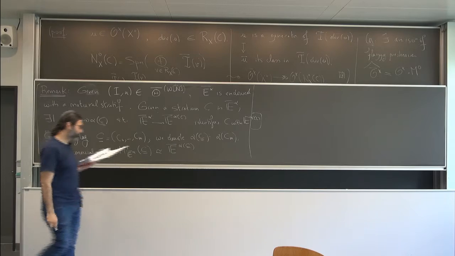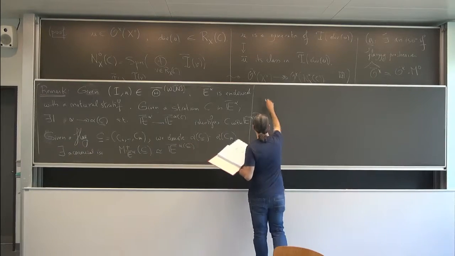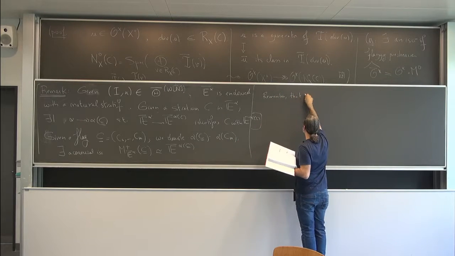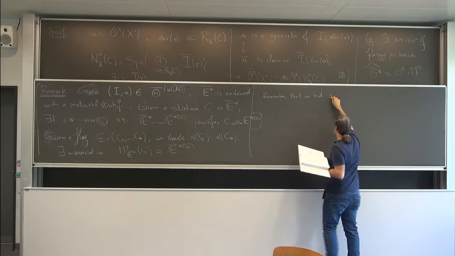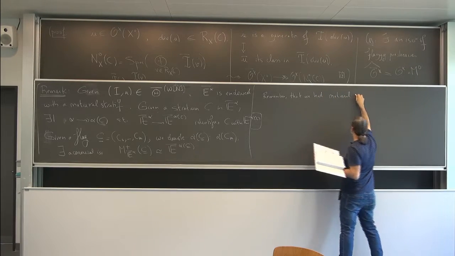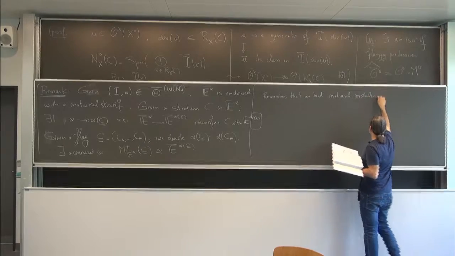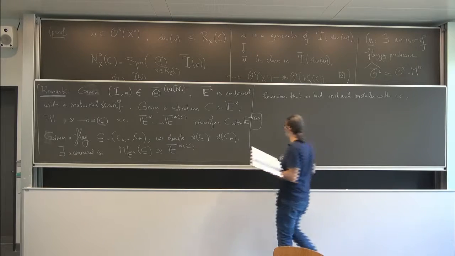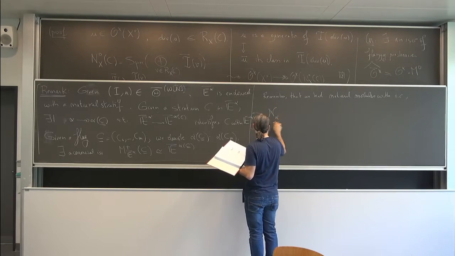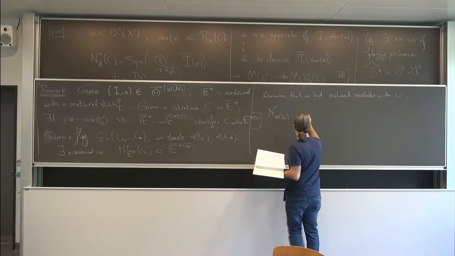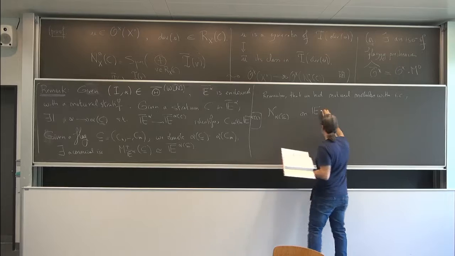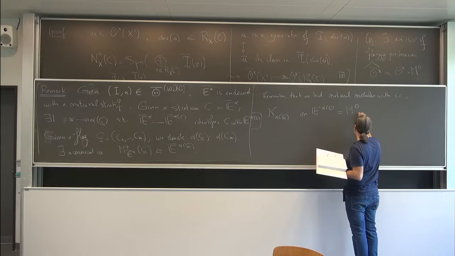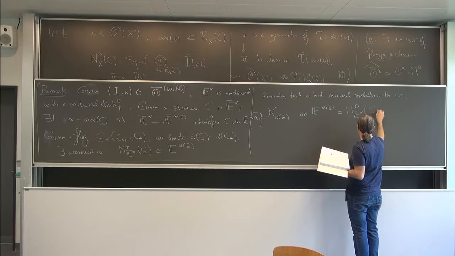And now remember that we had natural modules with integrable connection that were denoted by N. So here it will be N alpha C on E bar alpha C, which I identify with N0.